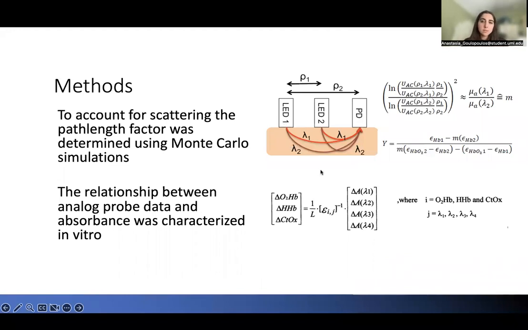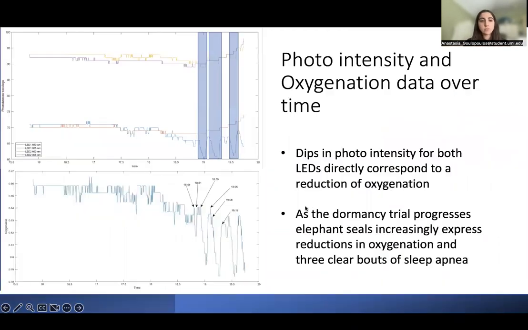So this is basically the Beer-Lambert law, just converting the analog probe data back into oxygen saturation data. And what we did is we averaged out the path length, or the path that each photon took from LED to detector, in order to get more accurate results.